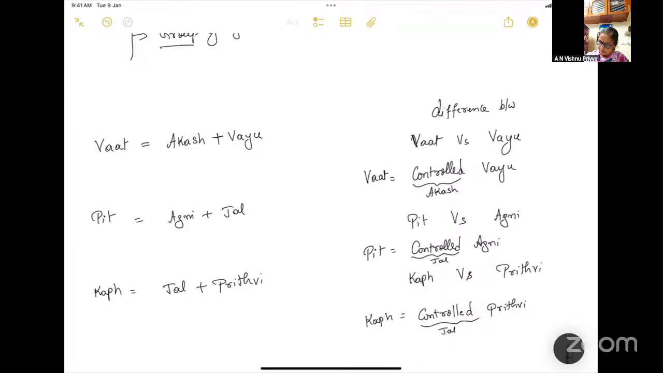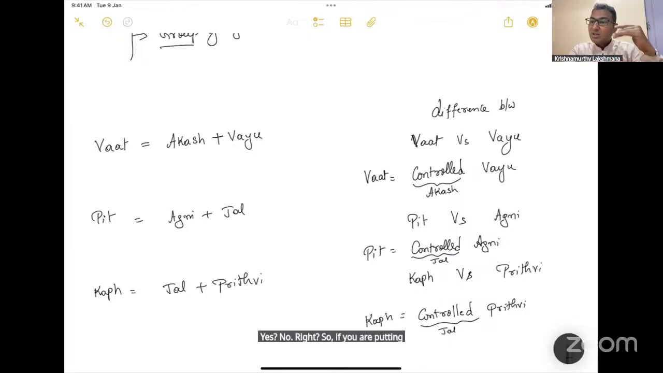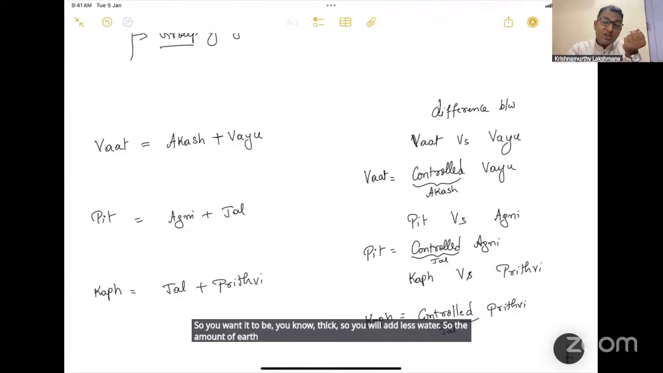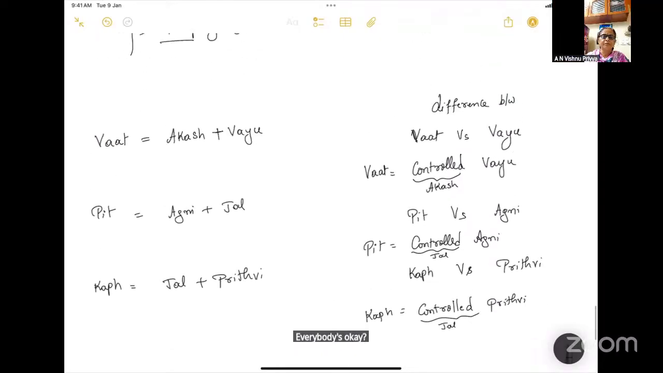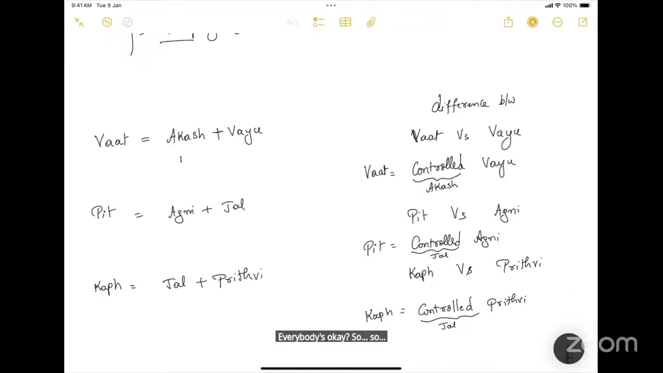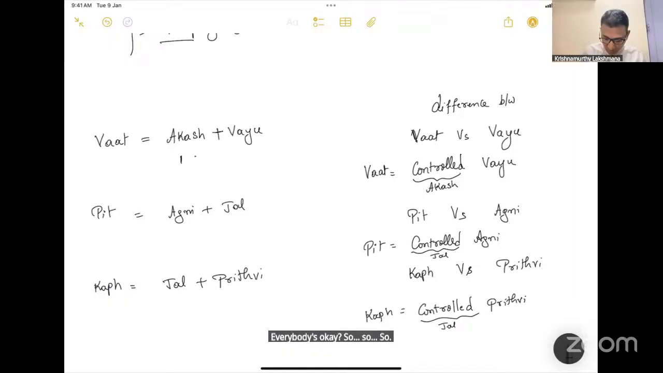Yes, sir. If you are putting plastering on the cement and you want it to be very watery, thin, you add more water. If you want it to be thick, you will add less water. So the consistency of the earth is controlled by Jal. So this controlled Prithvi is called Kaph. Everybody's okay? Yes, sir. So 1 and 2 makes Vat.